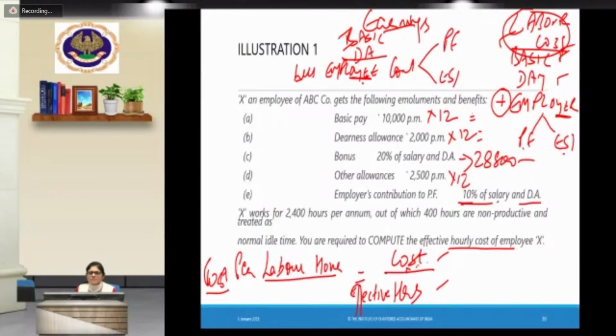So in cost, employer's contribution will be added. That is exactly what I explained to you here. Clear? So employer contribution will be added to the labor cost. When we calculate earnings, employee contribution will be deducted. Clear? So these two important things you have to remember. So employer's contribution, can I get the employer's contribution?